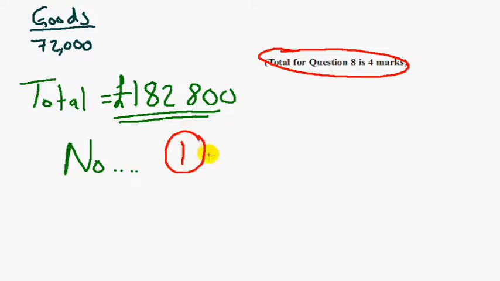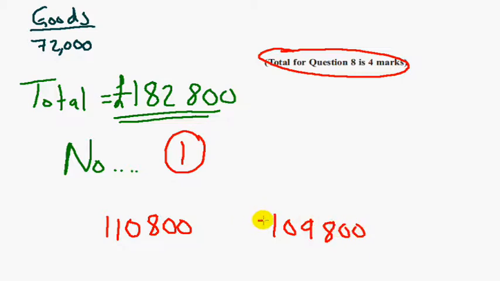Now, if you didn't add on the price of goods and you compared both values before you've added the price of goods on, you would have got 110,800 and 109,800 for the prices for last year and this year. Okay, and of course it's still not enough. Well, she can't increase her money spent on goods, so that method's absolutely fine as well. And that's it for question 8.